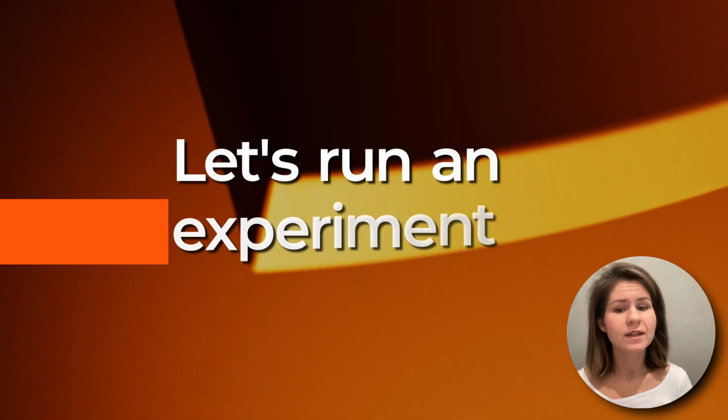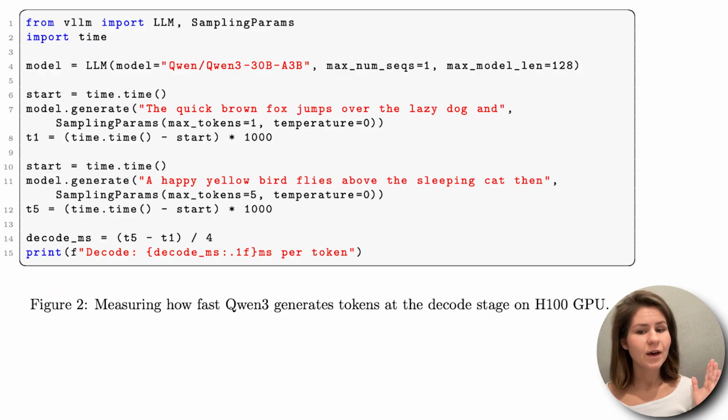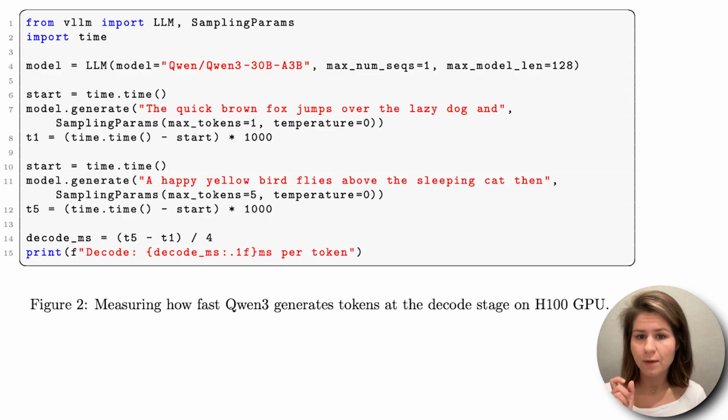Now, our theory looks good, but unfortunately, it doesn't always match practice. So let's run an actual experiment and verify it. We will load the Qwen3 3B active, 30B total MoE model on an H100 GPU and see how much time we spend generating one token. After you kick off this experiment, you can see the actual time spent.